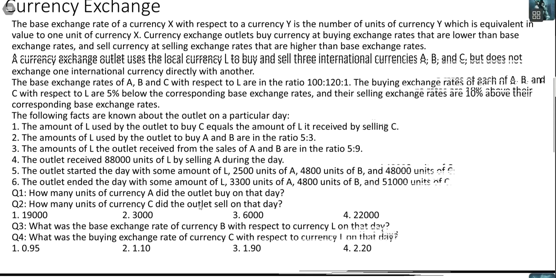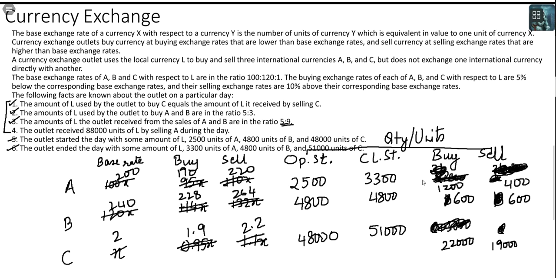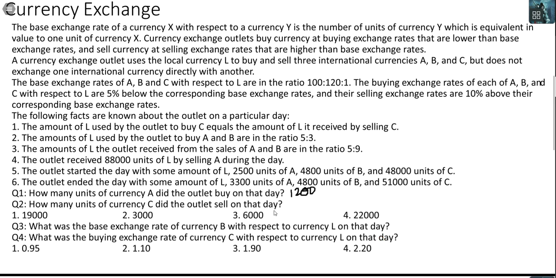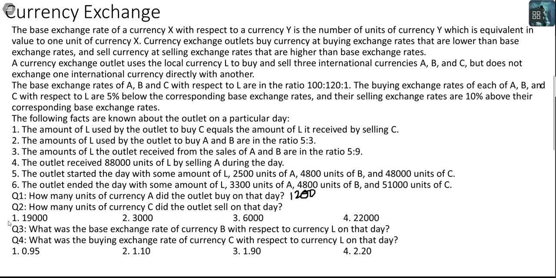Let me get to the individual questions. How many units of currency A did the outlet buy on that day? How many units? 1200. So answer to the first question is 1200. How many units of currency C did the outlet sell on that day? How many units were sold? 19,000. So answer option 1, 19,000.